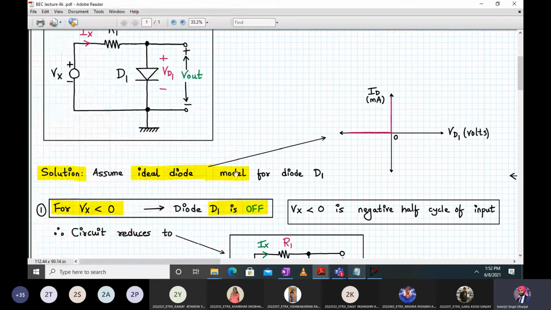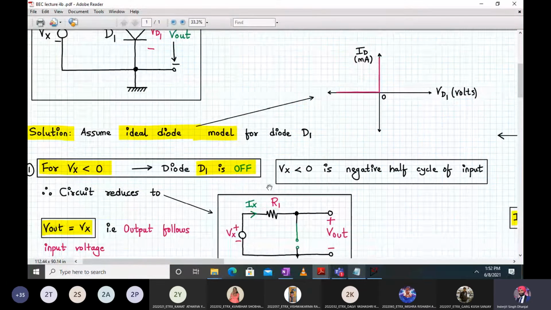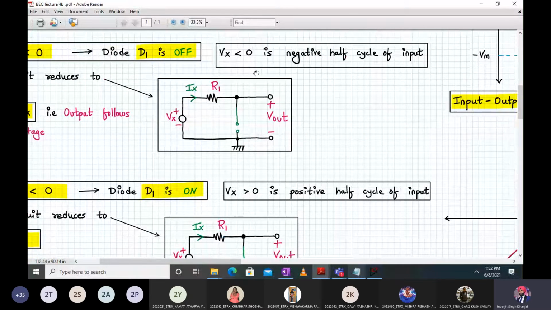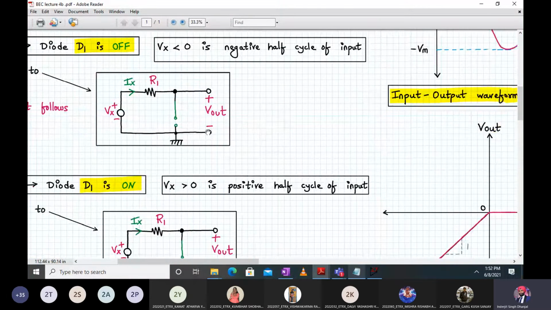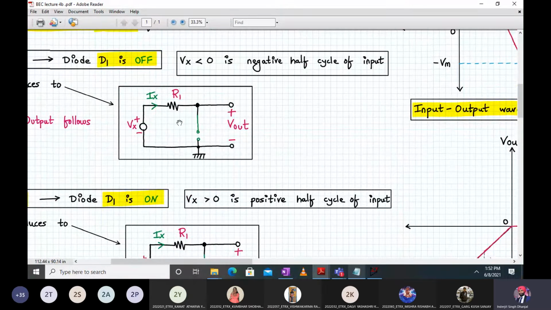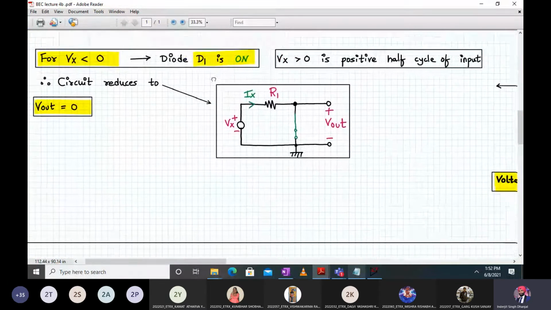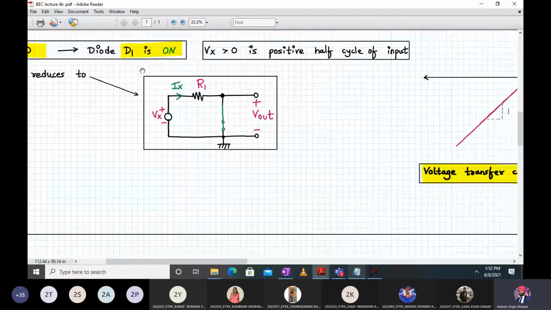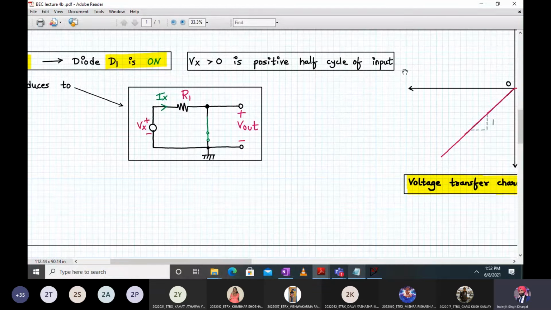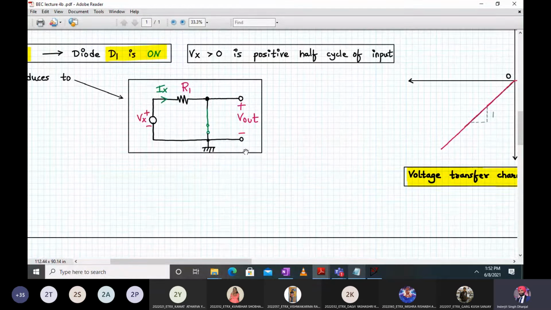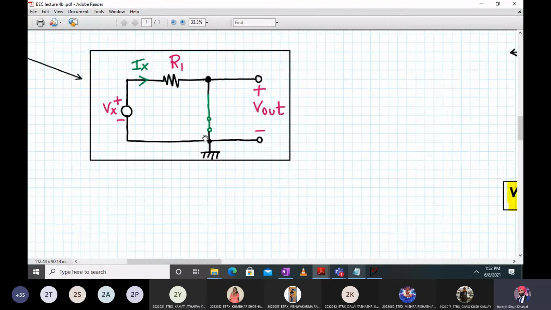Okay, so let me quickly show it to you. Whenever Vx is less than 0, your circuit reduces to this. And what is my output voltage? Output voltage is the same as the input voltage Vx. Okay, and whenever Vx is greater than 0, Vx greater than 0 means positive half cycle, my output voltage will be 0, because it is a short circuit, right?